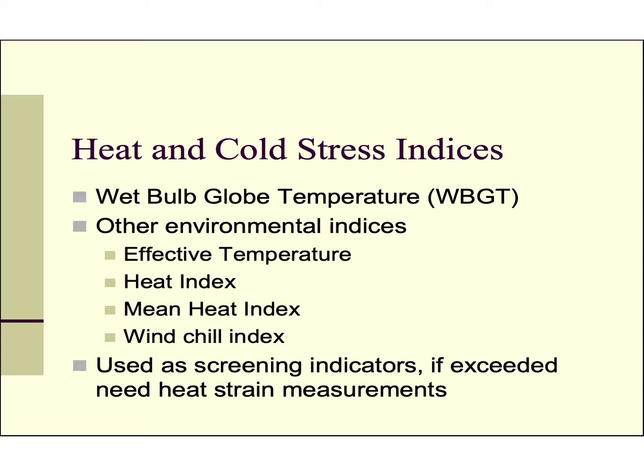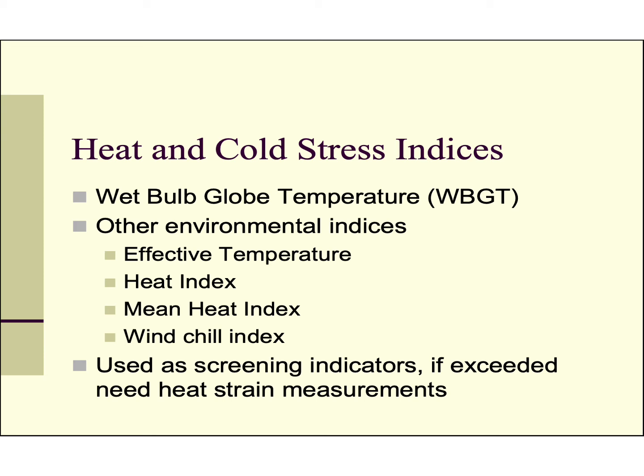There are various environmental measurements that we can use as indicators of heat and cold stress. In particular, the one that's used most often for heat stress is the wet bulb globe temperature, WBGT. Some other environmental indices would be the effective temperature, which is calculated slightly differently, the heat index, which is used for community purposes, also the mean heat index, which include both humidity and temperature, and then the wind chill index, which would be used for a cold stress indicator. These are generally screening indicators.